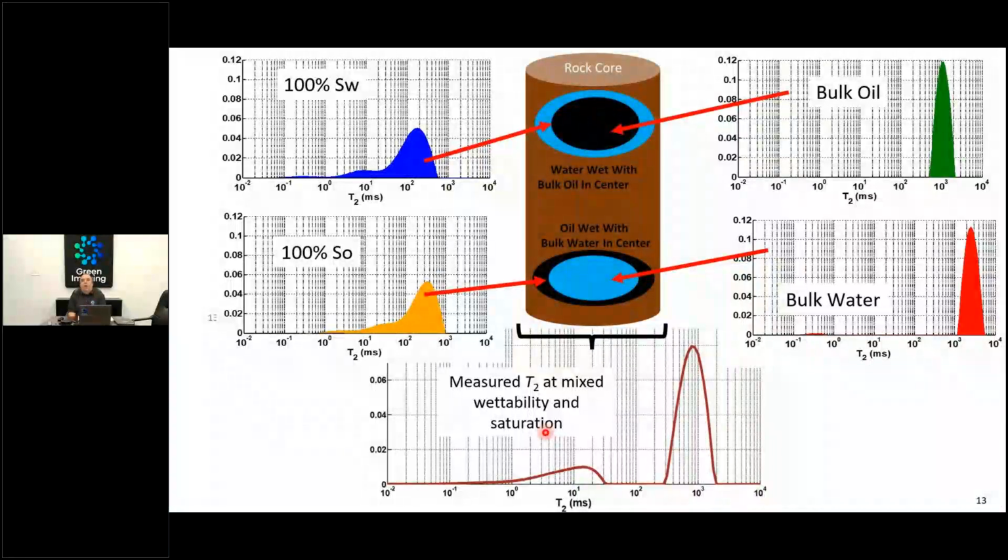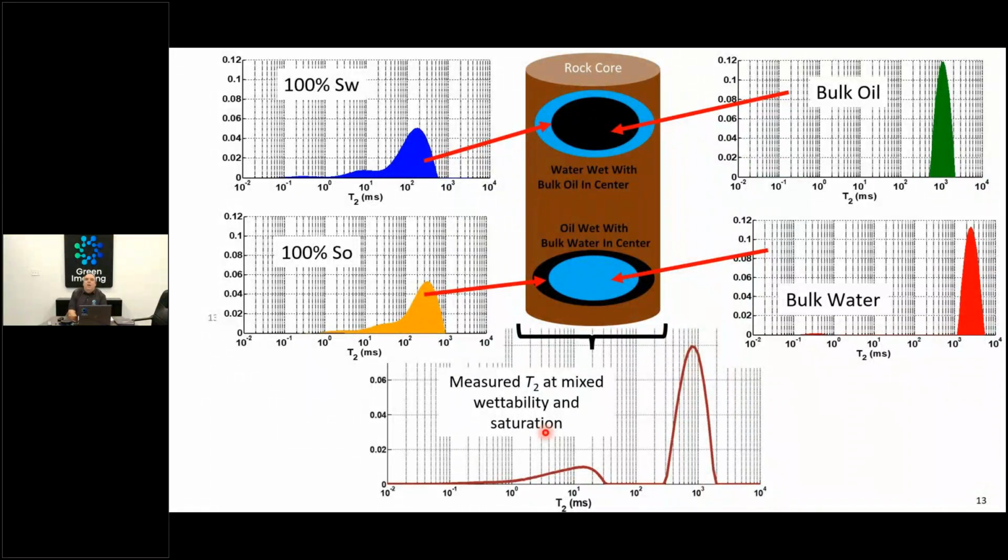And then for the oil wet pores, the oil on the surface of the pore should look like the 100% oil saturated distribution, and the water in the center of those pores should look like bulk water. So then I have a blue, a yellow, a green, and a red T2 distribution. And I measured those first. And now I've also measured the T2 distribution of this mixed wettability sample. So this is the sample I centrifuged and forced oil into. And I get a T2 distribution that looks like this.